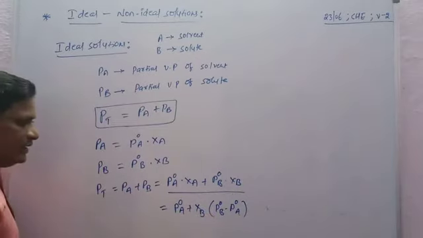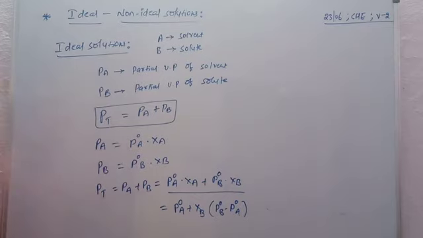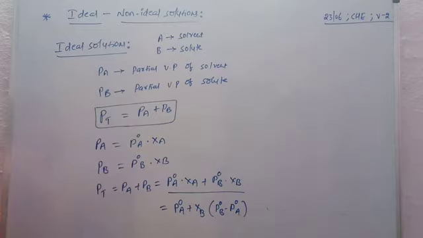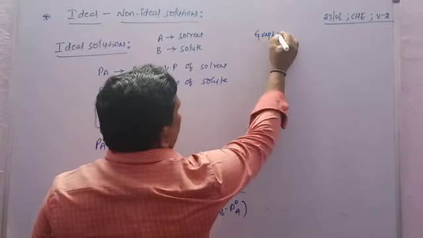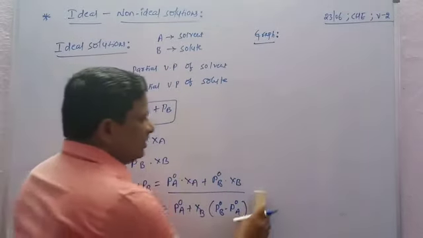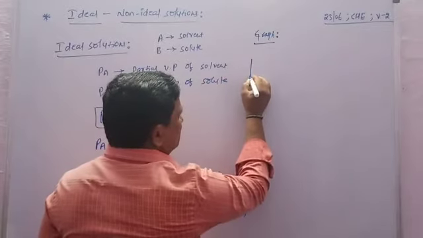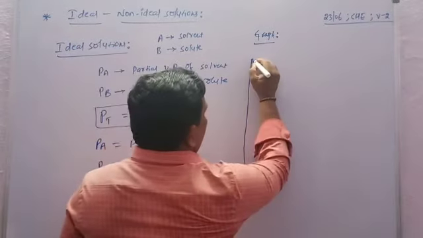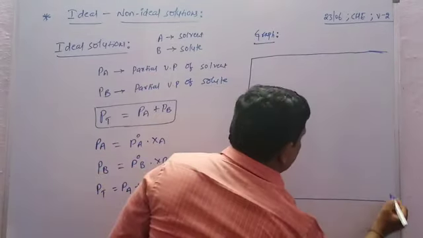Generally, in this representation, pressure and mole fractions are present. Now this representation is explained with the help of graphs. A graph is drawn between partial vapor pressures and mole fractions. Partial vapor pressures are taken on the y-axis and mole fractions are taken on the x-axis.